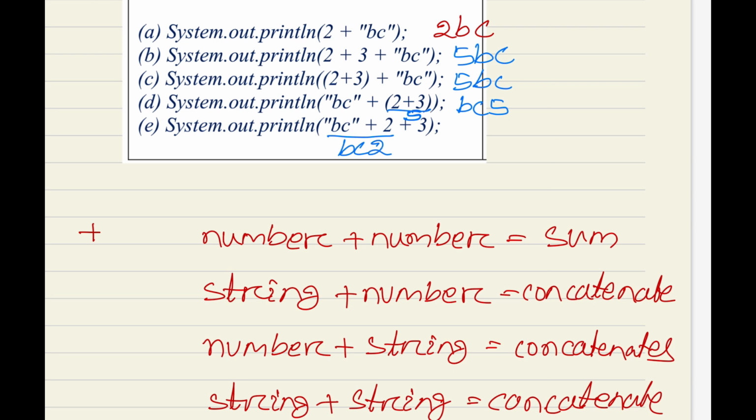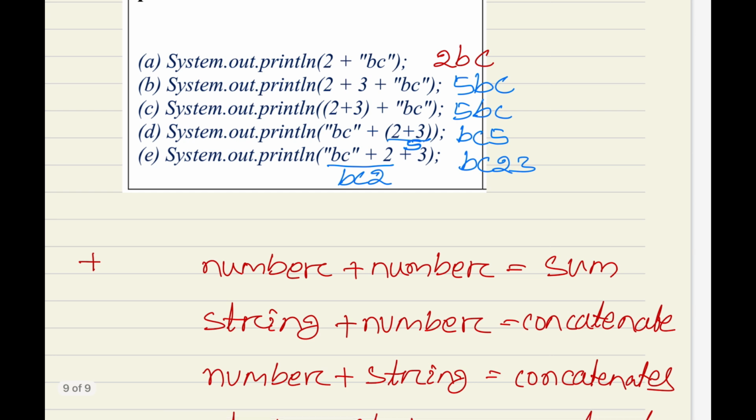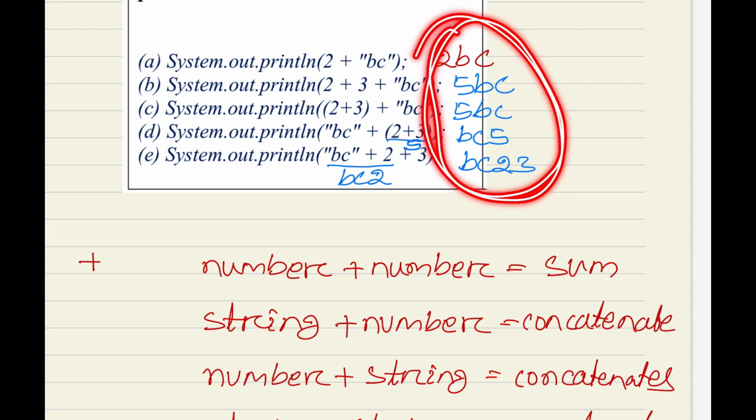Then plus 3, so this plus is evaluated now. BC2 is a string, because if one operand is a string and the other operand is a number, the plus operation simply concatenates and the result is a string. So BC2 is a string, then 3 is simply concatenated, so the output will be BC23. So if we evaluate these statements, we are going to get the output like this.